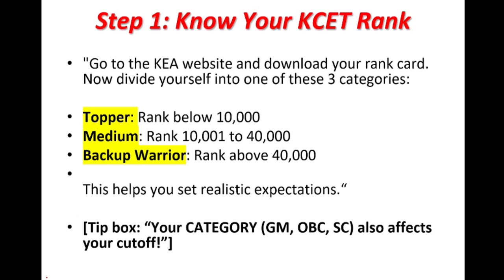Step 2. Know your rank. Go to the KCET website and download your rank card. Now divide yourself into one of these three categories. Topper: rank below 10,000. Medium: rank 10,001 to 40,000. Backup warrior: rank above 40,000. This helps you set realistic expectations.